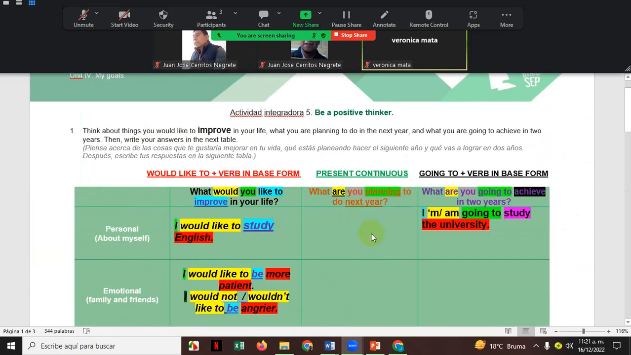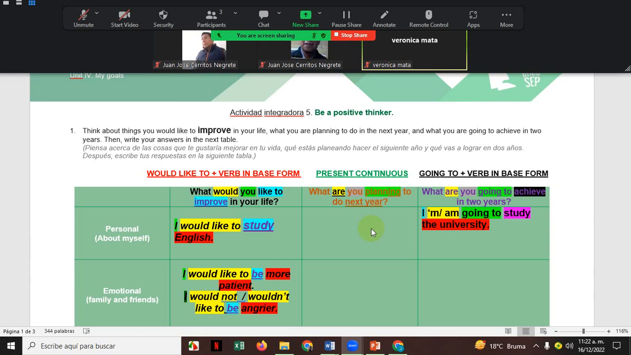Next column is to talk about present continuous. We're going to use the present continuous structure, and the question says, what are you planning to do next year? When we're using present continuous, we are talking about fixed arrangements. What are fixed arrangements? Something that you are certain is going to happen, right? For example, a flight. I'm having a flight on December 25th at 9 at night, for example.